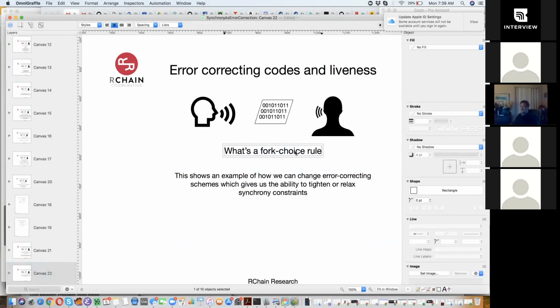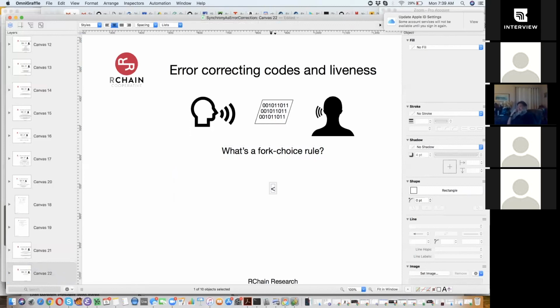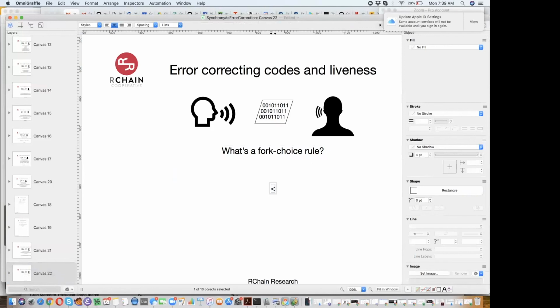So the idea is, what's a fork choice rule? And the thought is, in the quantum setting, the fork choice rule looks like this. I'm asking about one of the eigenstates, so one of the possible branches that my chain could collapse to, right? So here's my branch, and I'll just write it as bra, because that's the standard interpretation of this side.